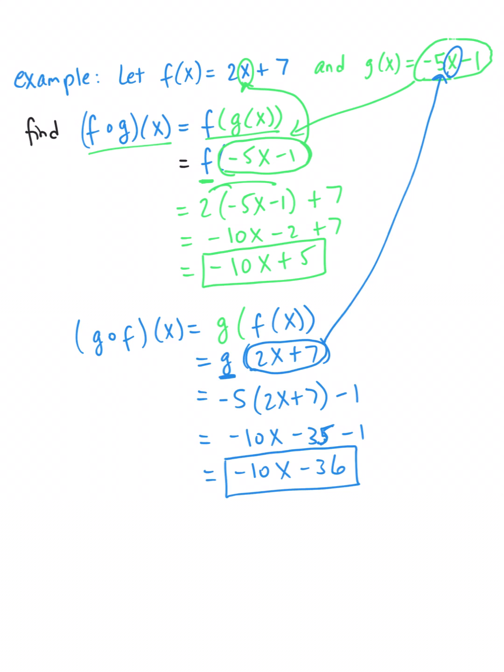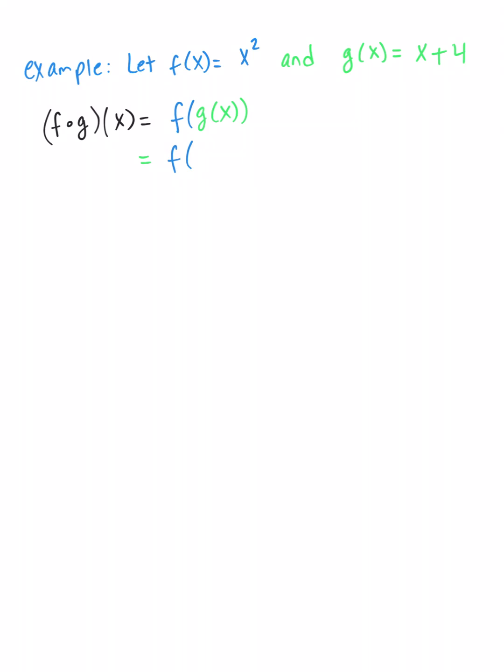Now let's do one more example with a quadratic. Let's let f of x equal x squared and g of x equal x plus 4. Let's first find f of g of x. So we will replace g of x with its equation, and then we will plug in what's in parentheses for the x in f of x. So we'll have x plus 4 squared.